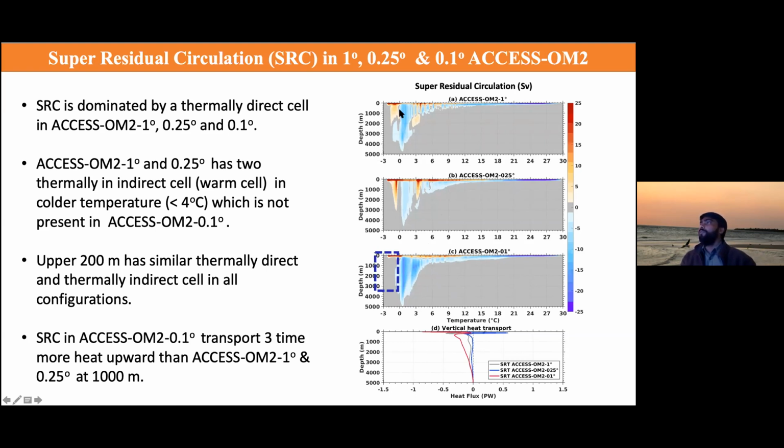And also, if you look at the upper 1000 meter, all three are showing the cold and warm cell. And if you see here the heat transport by each configuration, shown in the bottom figure, the SRC or superresidual circulation transport of heat in the 10th degree is 3 times larger, if you just consider the upper 1000 meter depth, than the quarter degree and the 1 degree. It seems like the advection or superresidual circulation in the 10th degree model is much larger. It cools the ocean more than the 1 and quarter degree.